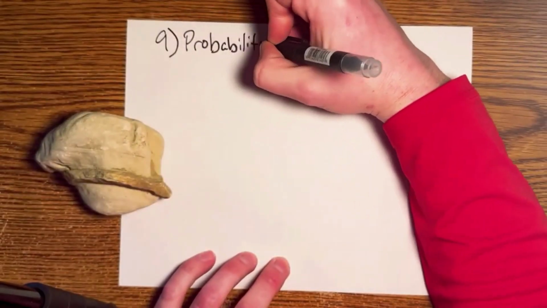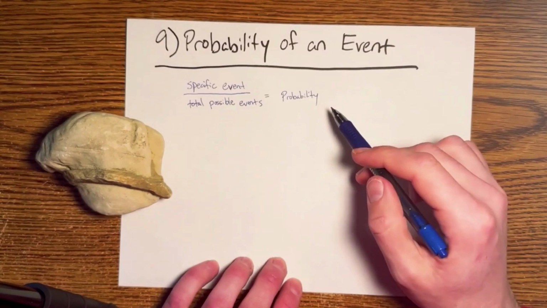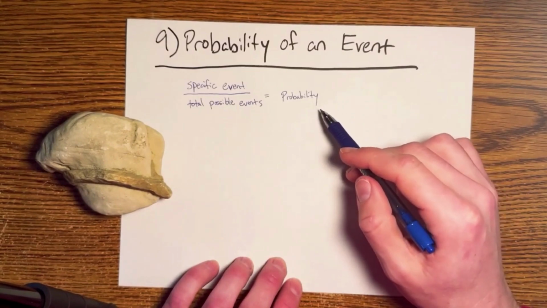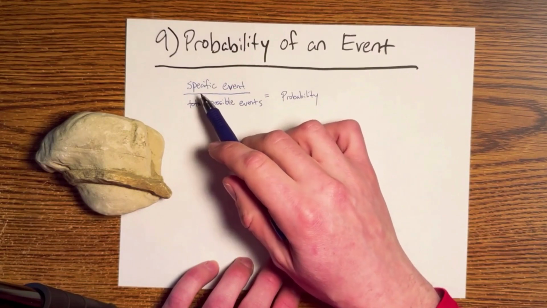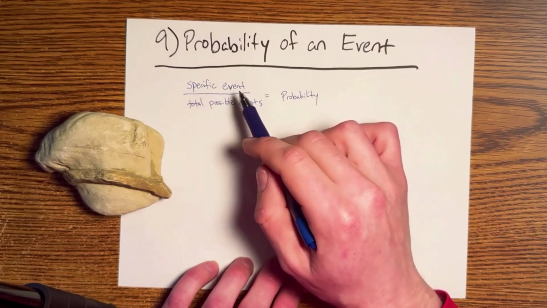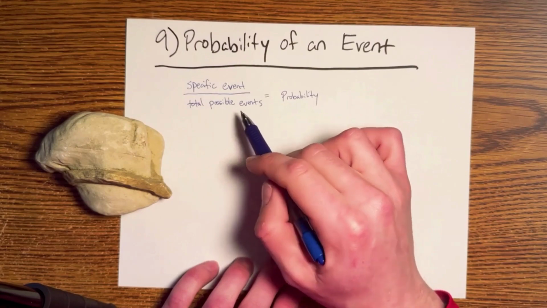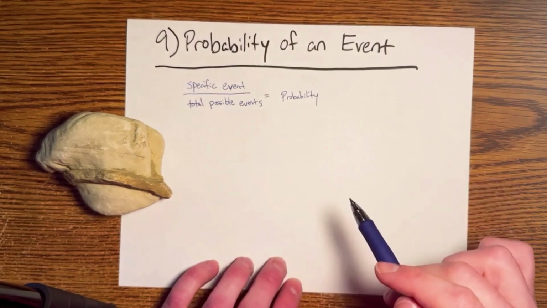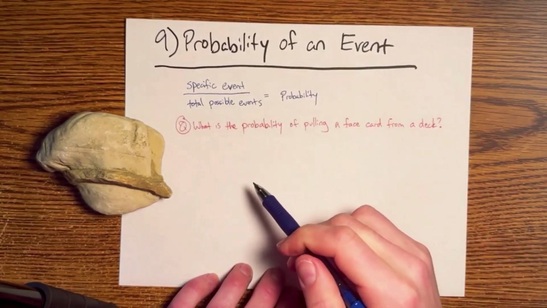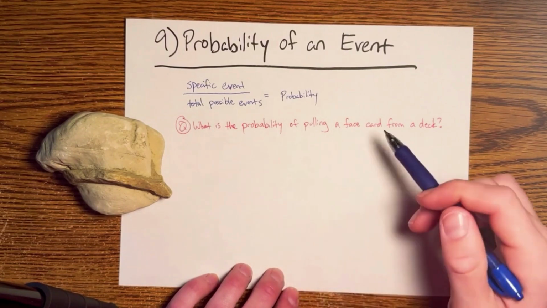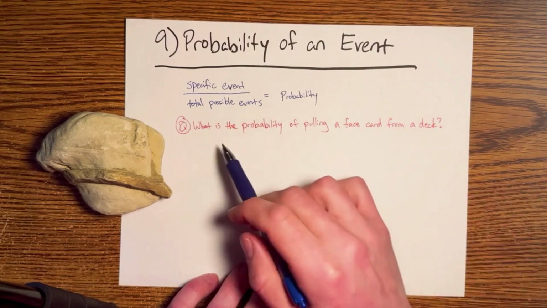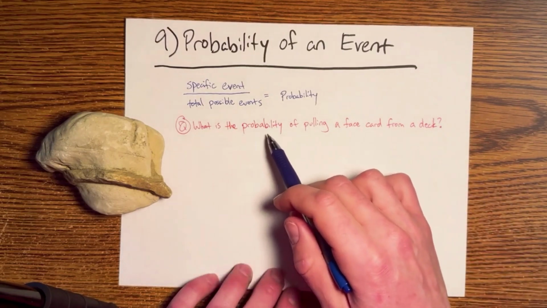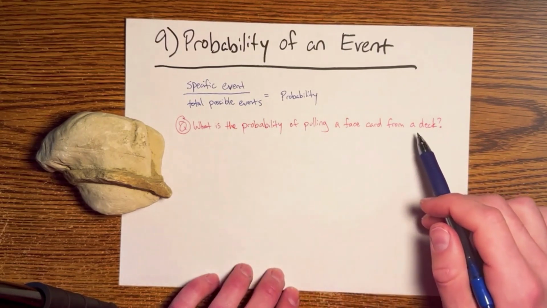Number 9, probability of an event. Probability refers to the likelihood of something happening. In other words, the number of times a specific event occurs divided by the total number of possible events. Let's jump right into some examples. Oftentimes you'll see questions referring to decks of cards or dice for these types of problems because they're easy to use. The first question here, what is the probability of pulling a face card from a deck?